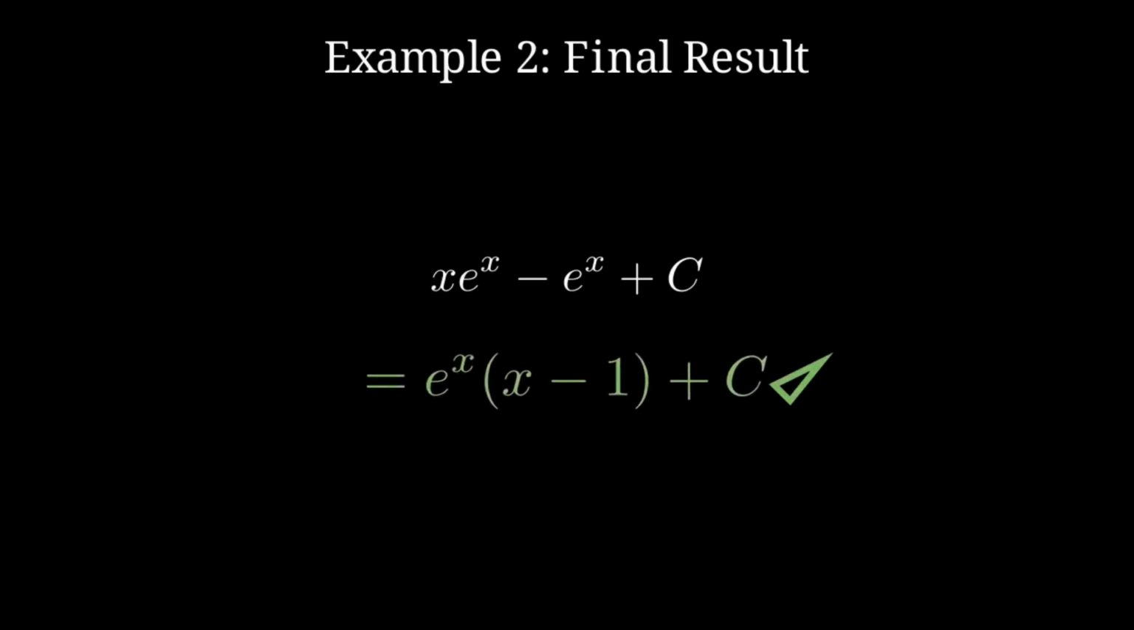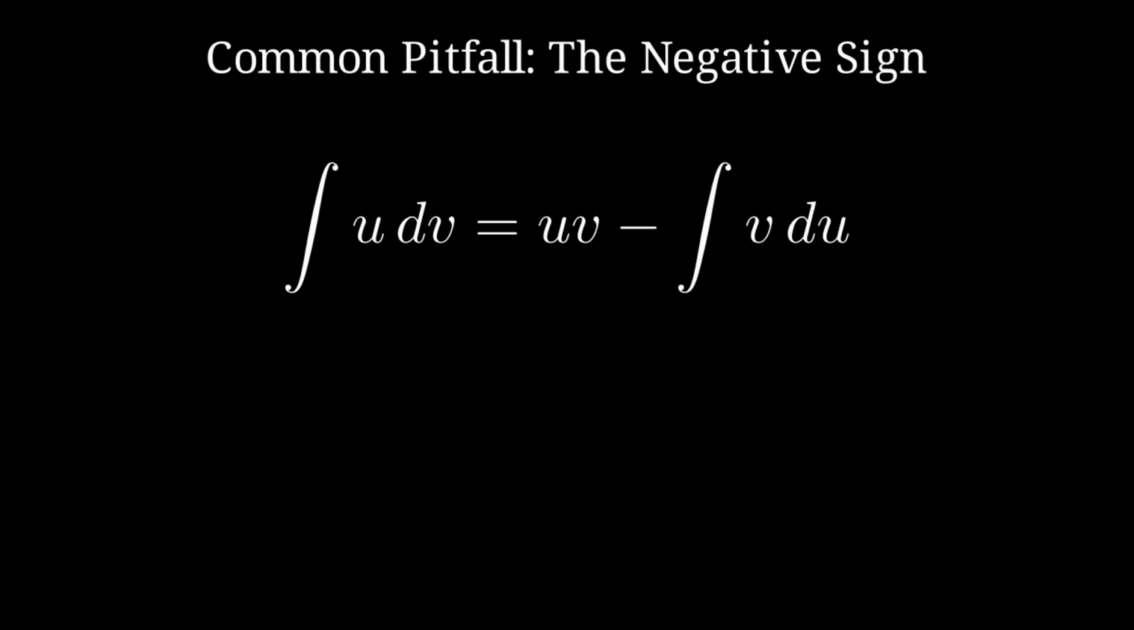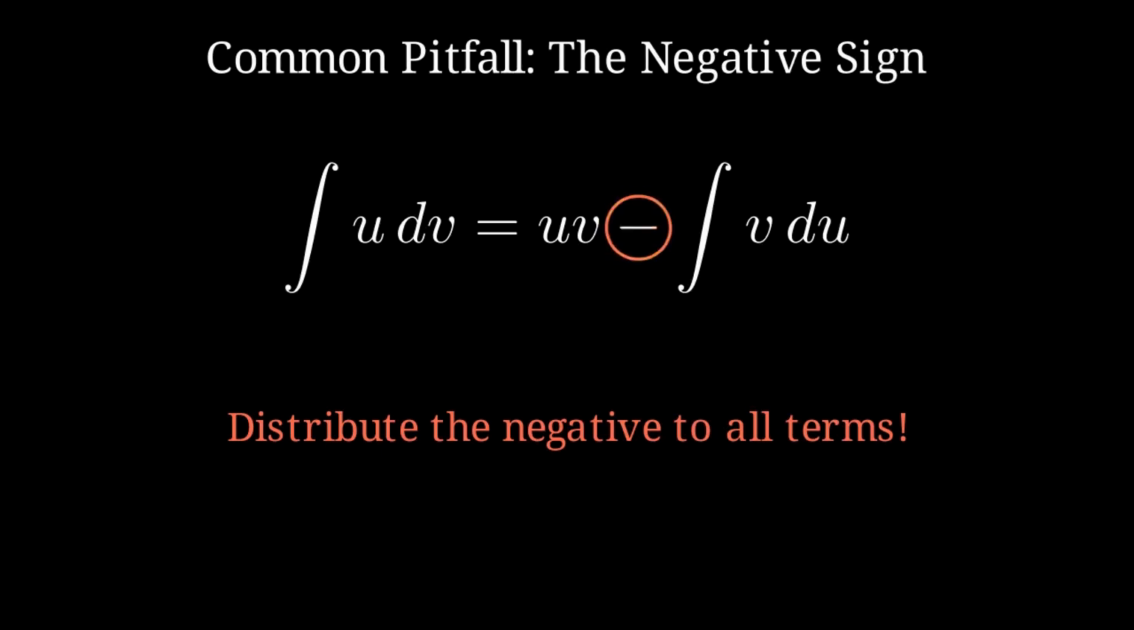Notice how the x term disappeared through differentiation, which is the primary goal of the method. A common mistake is forgetting to distribute the negative sign to the entire second integral, especially when that integral requires a second round of integration by parts.